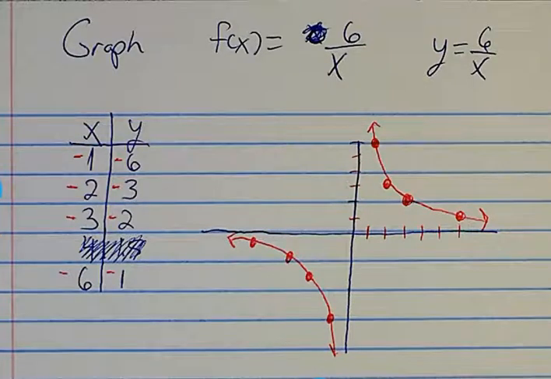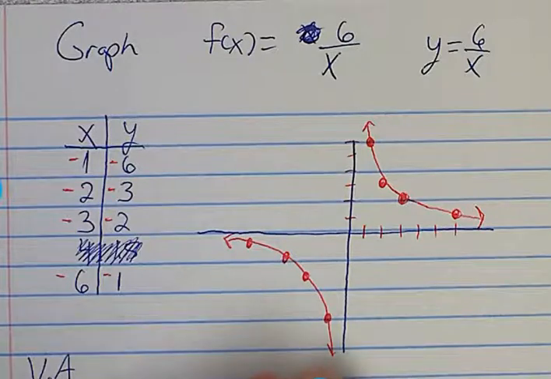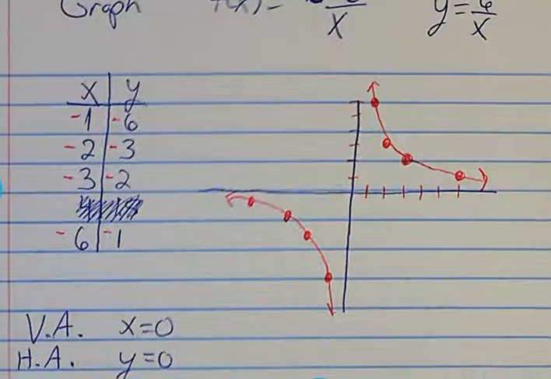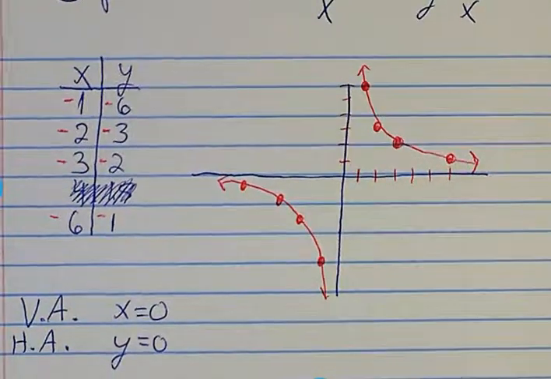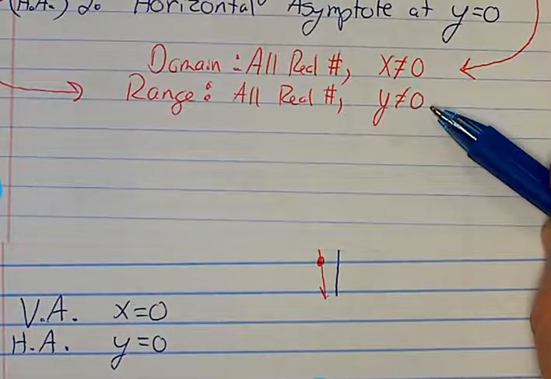Okay, and then the one last thing that we'll do. Now if they ask you for this one, you would have a vertical asymptote at x equals 0, and you'd have a horizontal asymptote at y equals 0. And same thing as before, if they ask you about the domain on these, the domain would have been all real numbers except for x equals 0. The range would have been all real numbers except for y equals 0.